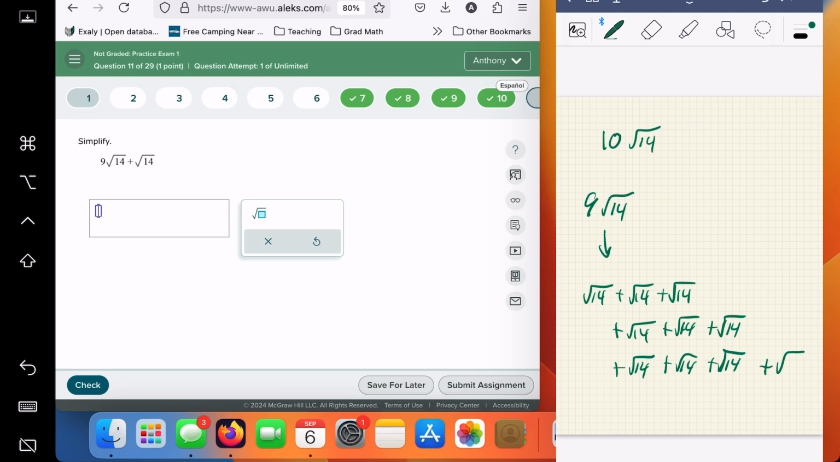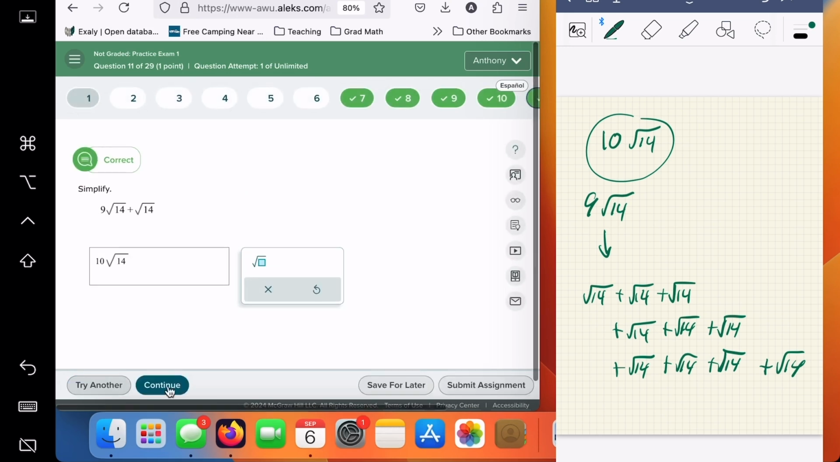And I add on 1 more copy. And so now I have 10 of them. Okay. So, yeah, fine. I'll type it. I was going to say, you can just trust me. It's going to be correct. I promise. But I guess I'll go through it just like you. All right. Next.